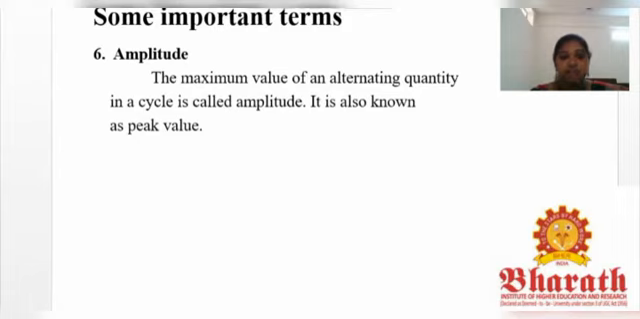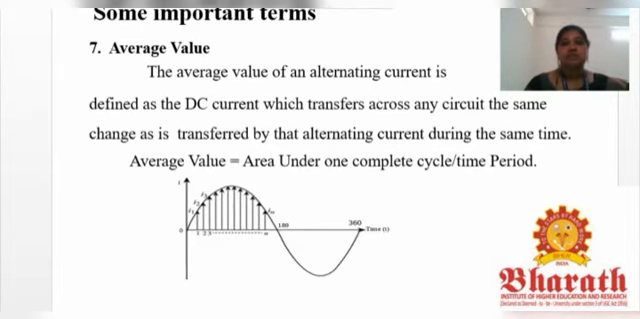That highest value it is reaching, either during the positive half cycle or the negative half cycle, we call as the magnitude. This magnitude can also be said as the peak value.